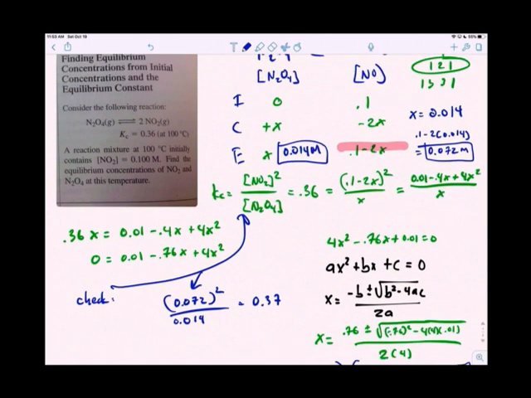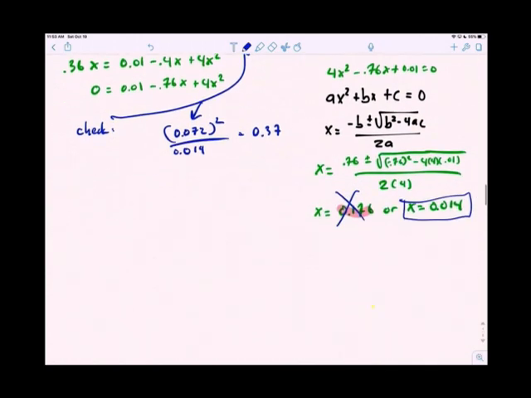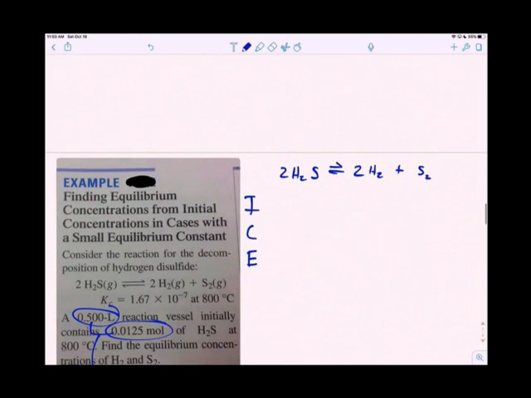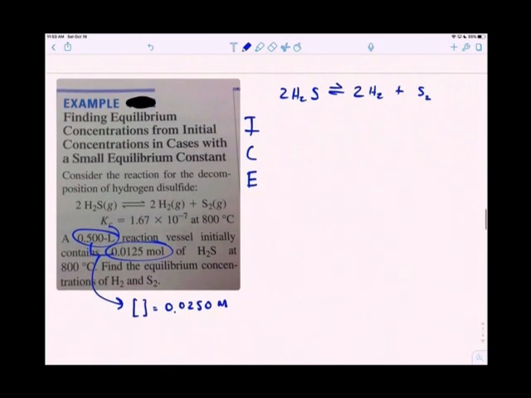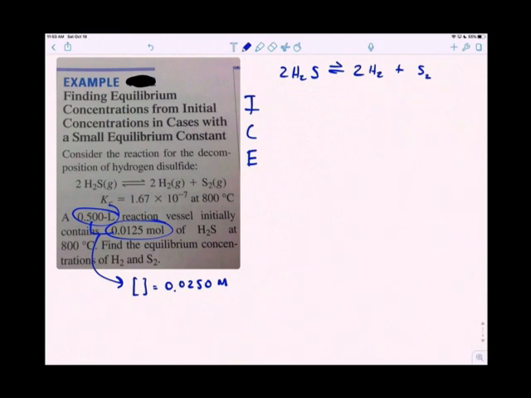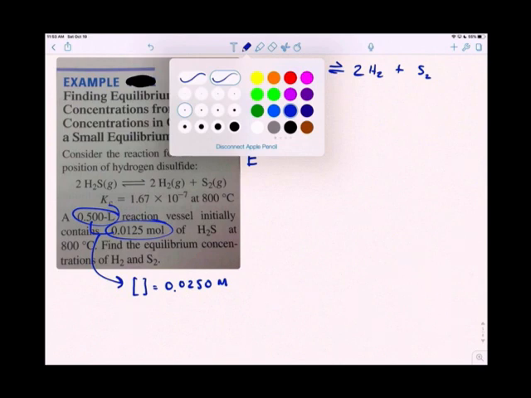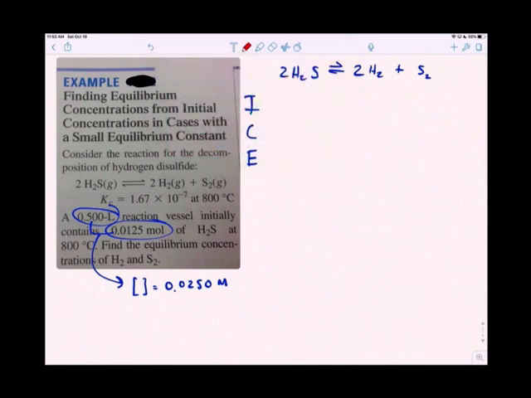You're thinking, geez, I hope we don't have to use a quadratic equation to solve something. Isn't there something easier? Well, there is. There is an easier way to solve some of these, and you can use what's called the x is small approximation. So let's go ahead and do it for this one. I'll change colors on this one.